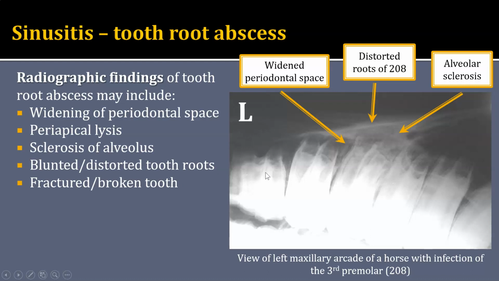This is an oblique view of the lateral maxillary arcade, and the things that we're going to look for are changes in the periodontal space. So by this tooth root here, there is widening of this periodontal space.